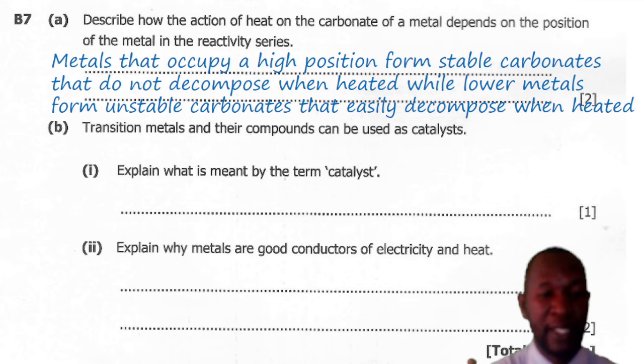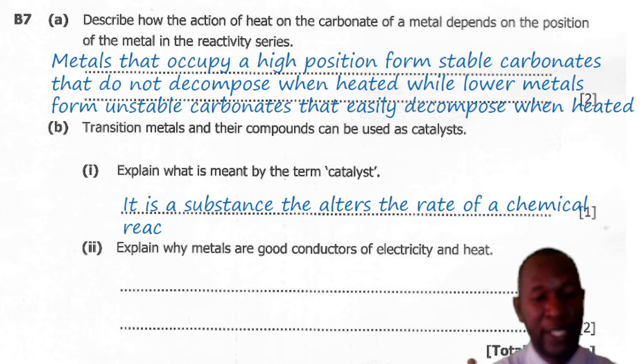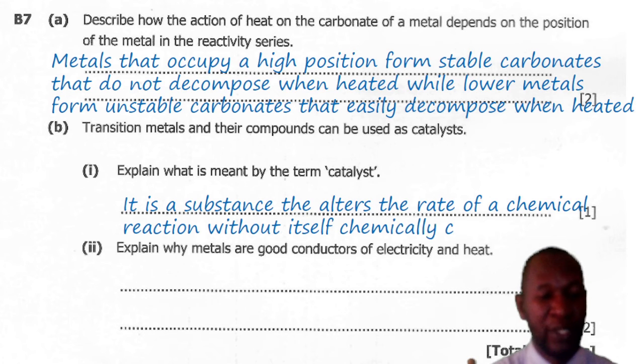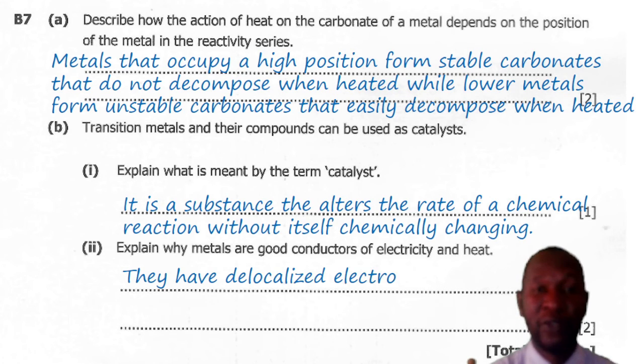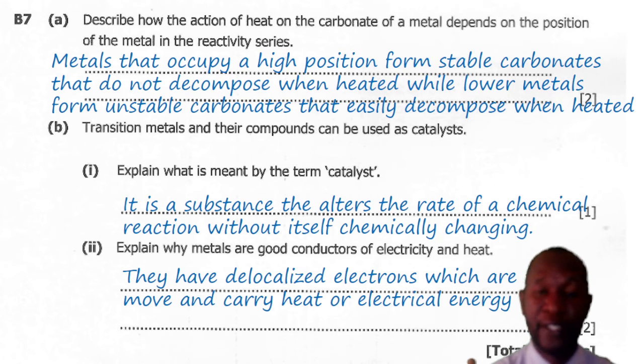Part B. Transition metals and their compounds can be used as a catalyst. Part 1. Explain what is meant by the term catalyst. A catalyst is a substance that will alter the rate of a chemical reaction without itself being chemically changed. Part 2. Explain why metals are good conductors of electricity and heat. They have delocalized electrons which are free to move and carry heat or electric energy.